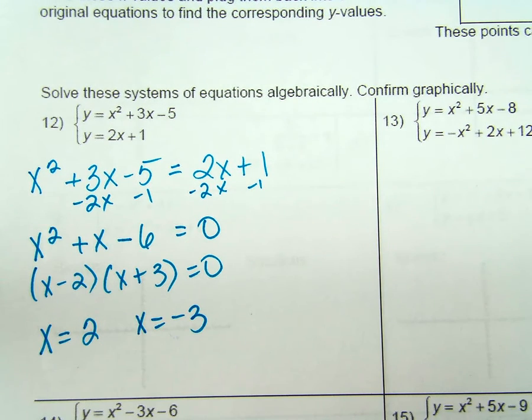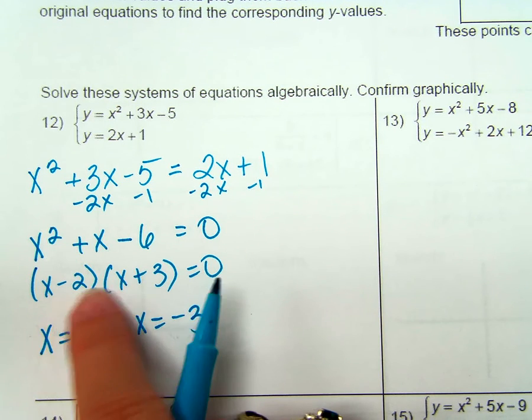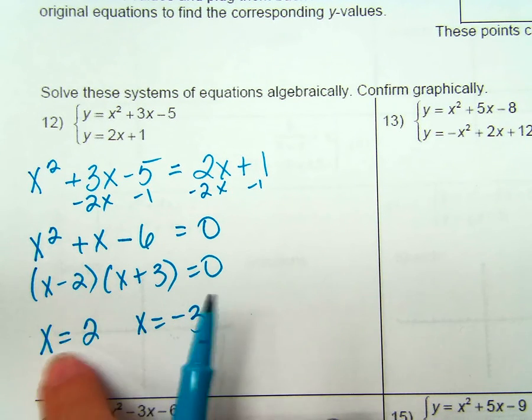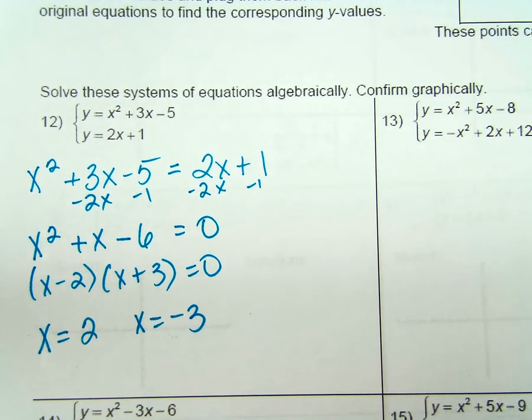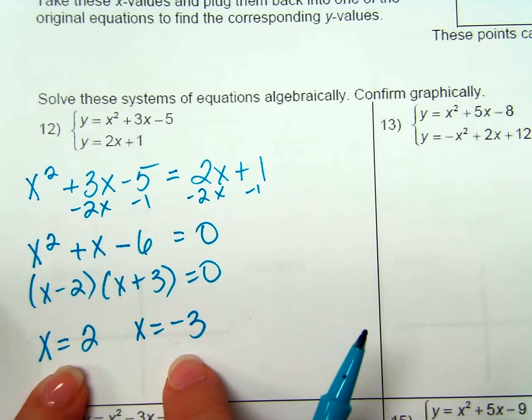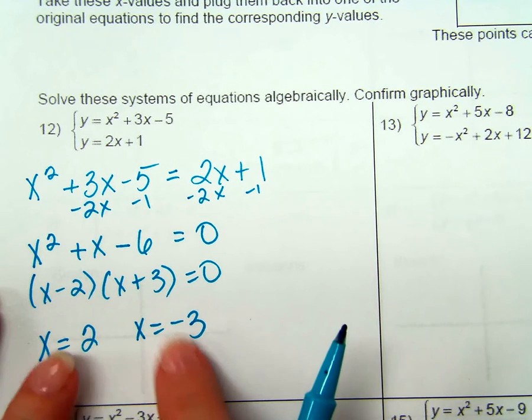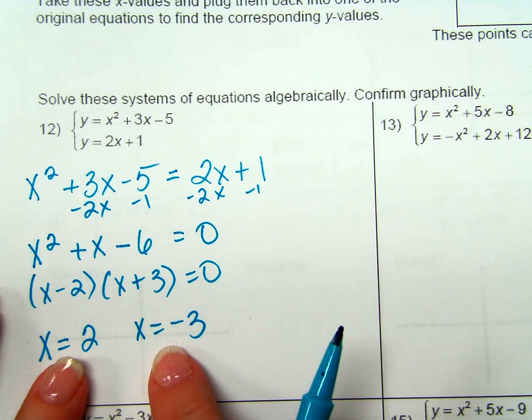Now, did you notice how I skipped a step there? I didn't write out x minus 2 equals 0 and then add 2 to both sides to get x equals 2. This is something we've worked on before, and we know we can skip that step, right? Okay. Are these my solutions? What are these? Those are my x-coordinates of my solutions, right?